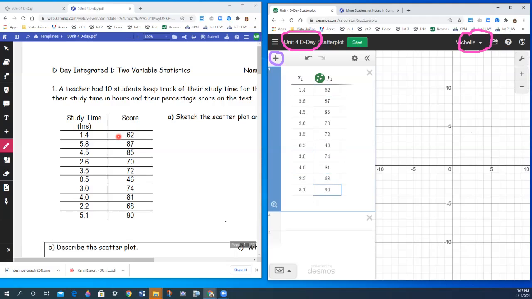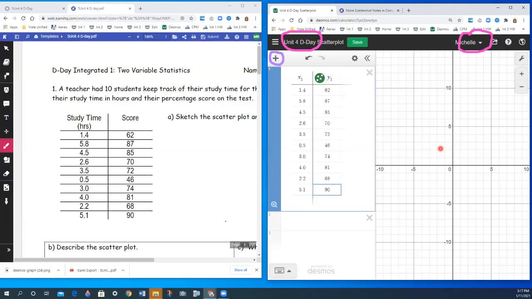And I'm just going to double check. So over here, I'm checking to make sure I have 1.4, 5.8, 4.5, 2.6, 3.5, 0.5, 3.0, 4.0, 2.2, and 5.1. I would recommend checking all of these just in case you type something in wrong. You want to make sure that you have the right data.